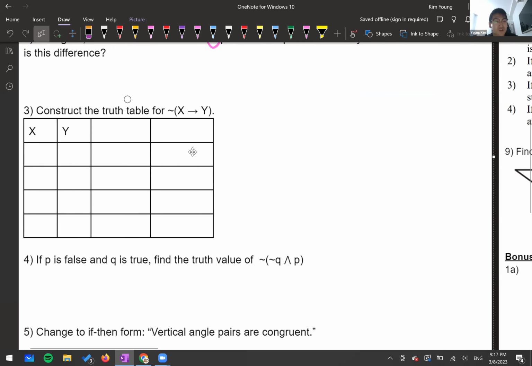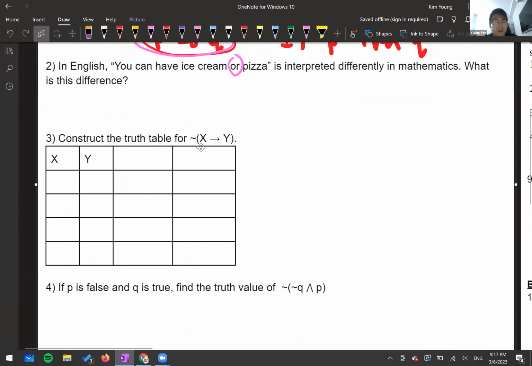Number three, construct the truth table for this statement. You could say not if X then Y. A better way of saying this is, it's the negation of this conditional. Okay. And how do you do this?